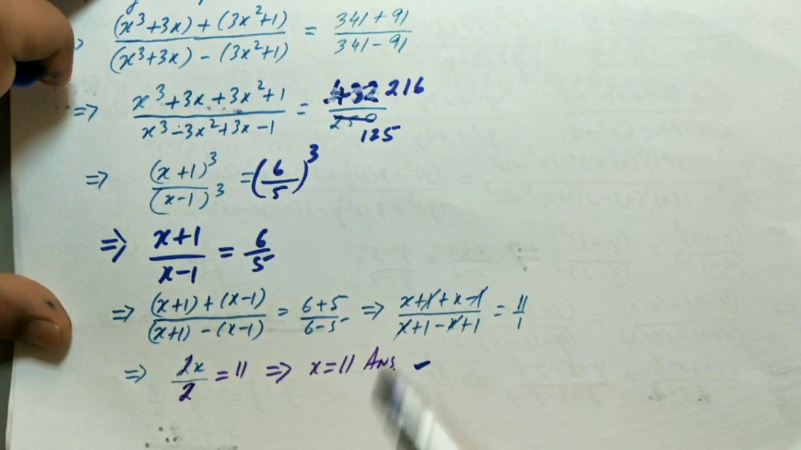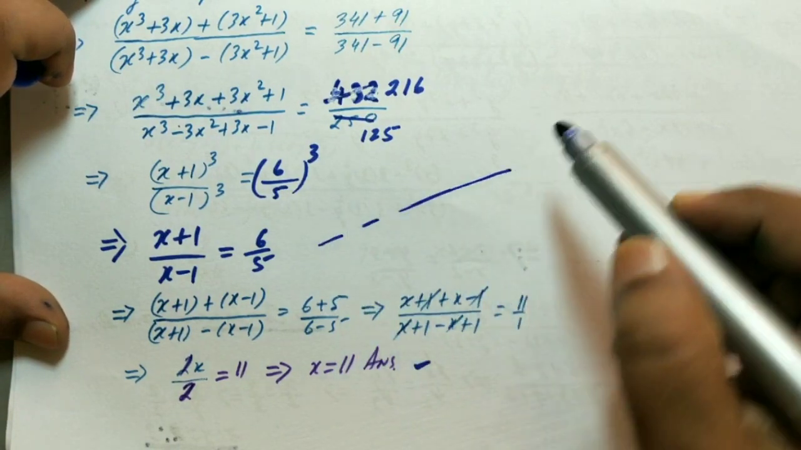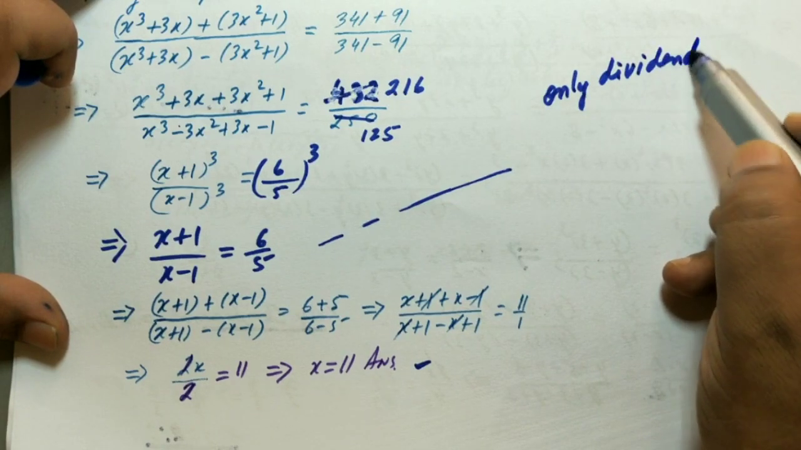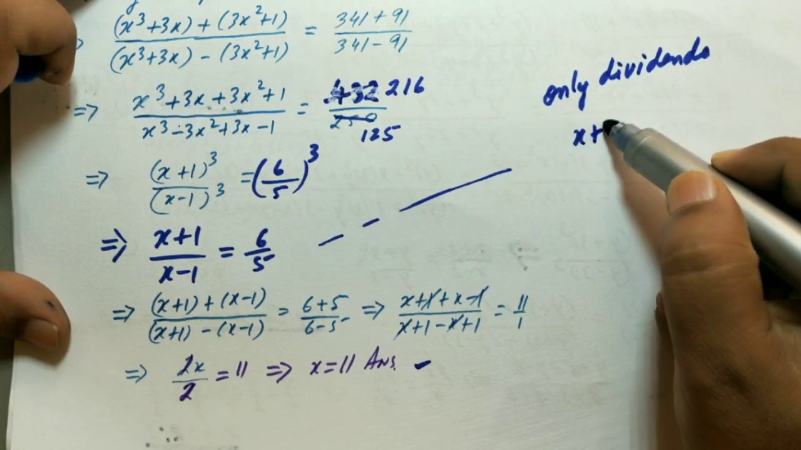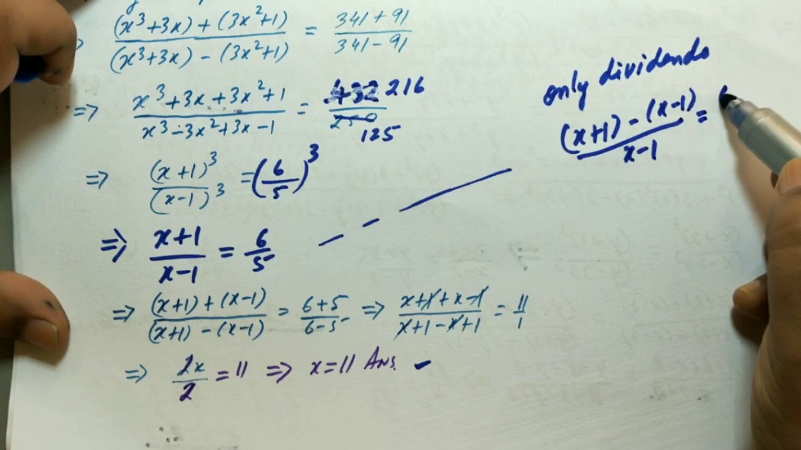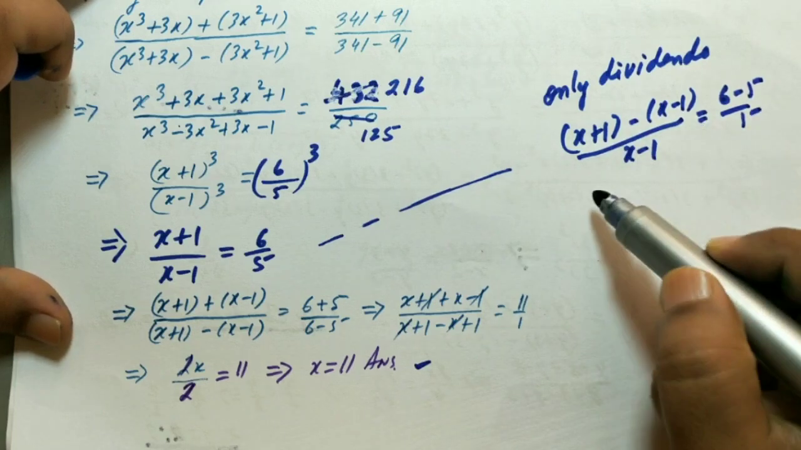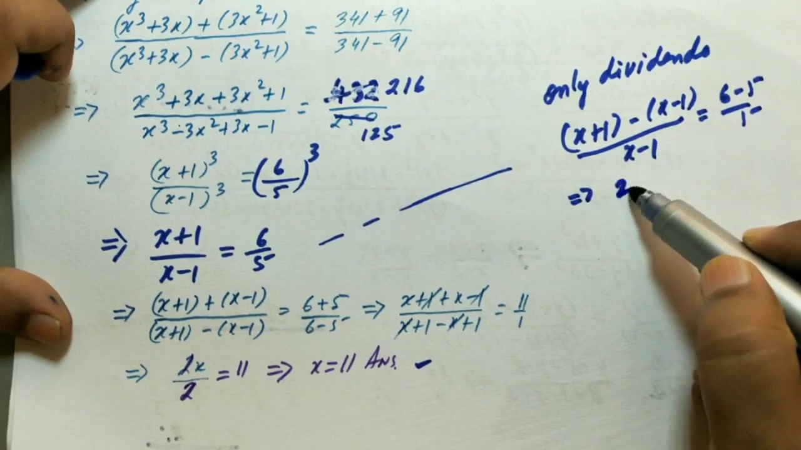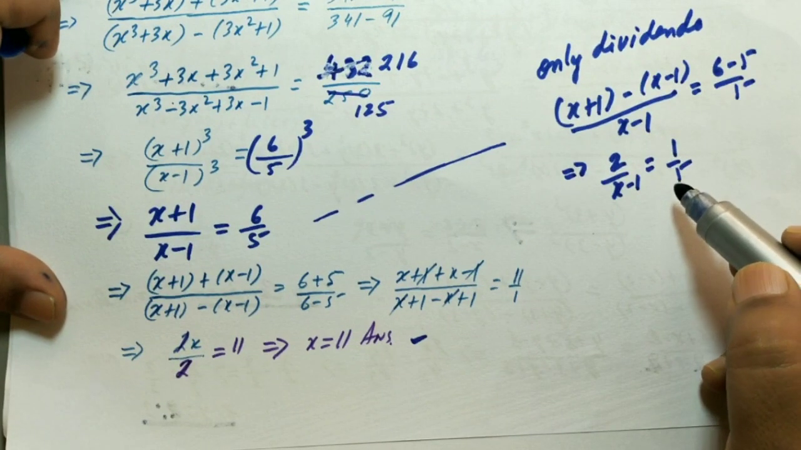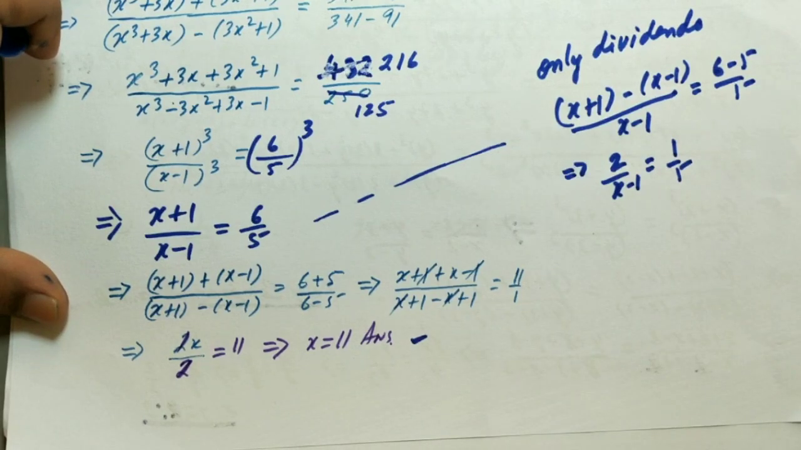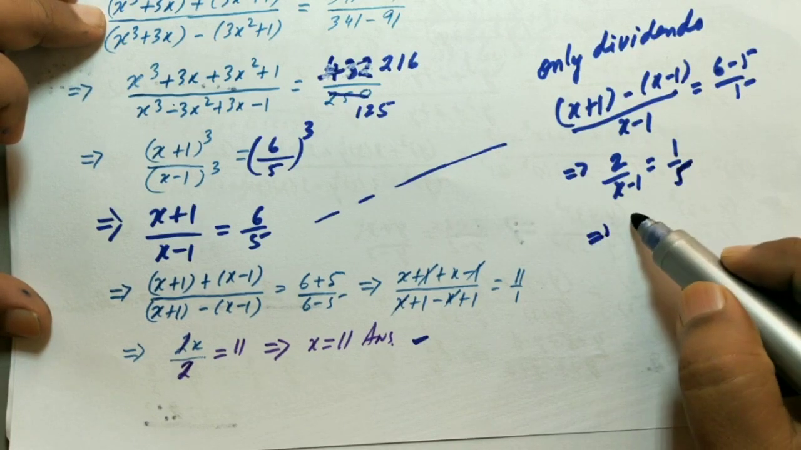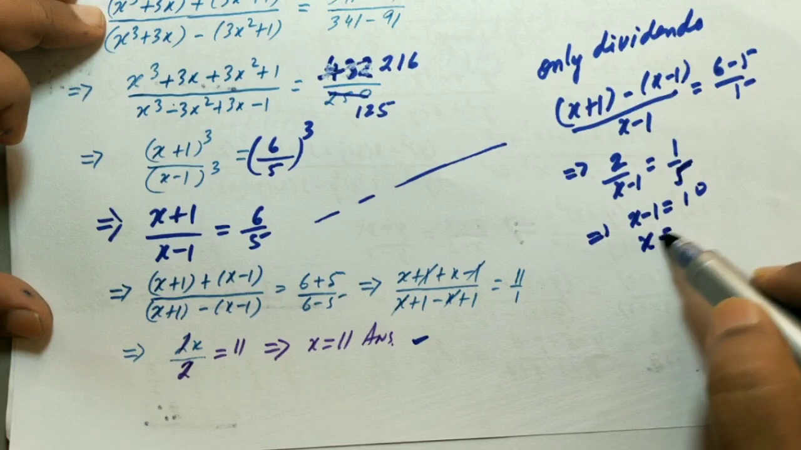So here one more option you have. If you wanted, you could have used only dividendo. This is just the second option. You would have got (x plus 1 minus x minus 1) by (x minus 1) is equal to (6 minus 5) by 5. And then see what you would have got. 2 by (x minus 1) is equal to 1 by 5. And then if you simplify this, you get x minus 1 is 10 and x is equal to 11.